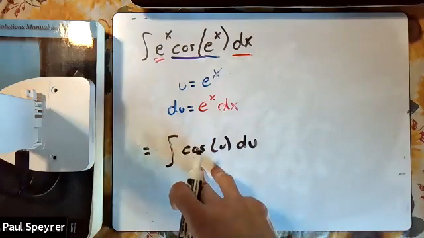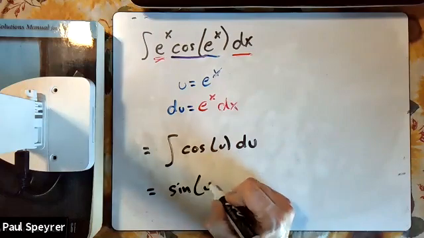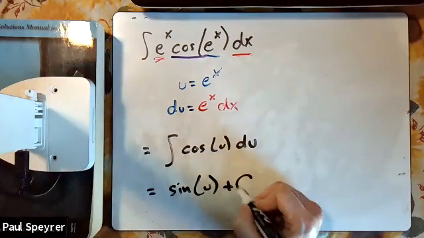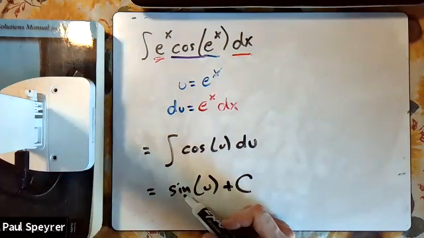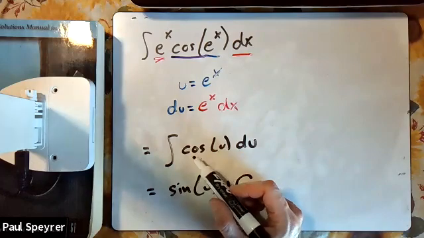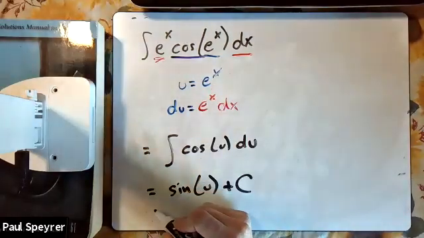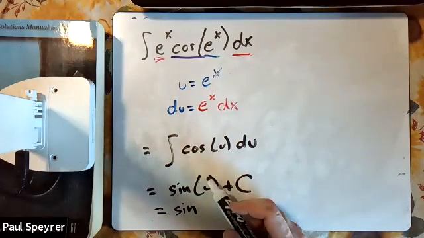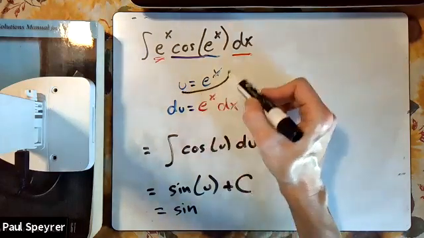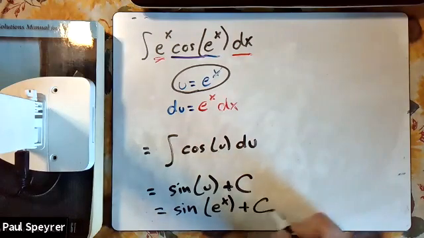So now, what is the antiderivative of cosine of u? It's just positive sine of u plus c. Remember, how can you check your antiderivative? If you take the derivative of the antiderivative, it should bounce back to what you initially started with. Are we finished right here? No. What's missing? We need to rewrite the u in terms of x. What's the relationship between u and x? It's this. So we have sine of e to the x plus c.